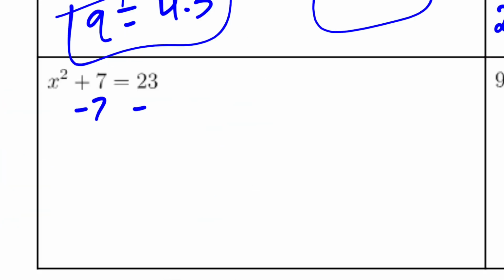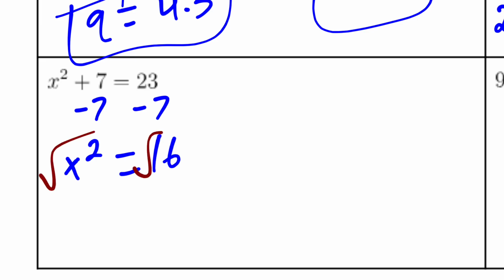First I deal with the addition by subtracting. I have x squared is equal to 16. Then I take the square root of both sides, and this tells me that x is equal to 4, because 4 times 4 is 16.